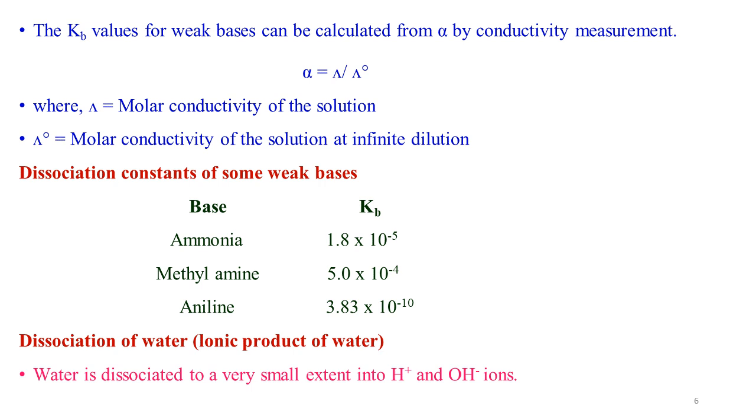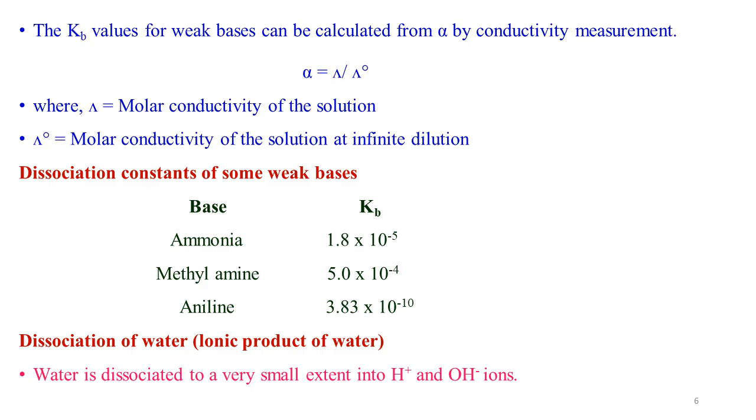Dissociation constants of some weak bases. Ammonia has a dissociation constant of 1.8 × 10^-5. For methylamine, it is 5 × 10^-4, and for aniline, it is 3.83 × 10^-10.